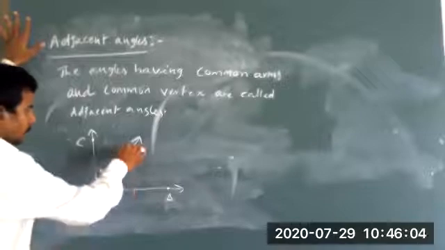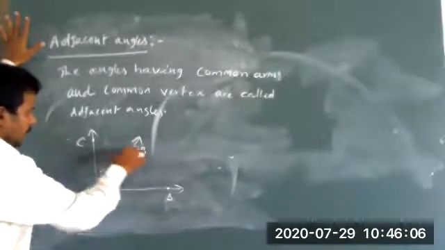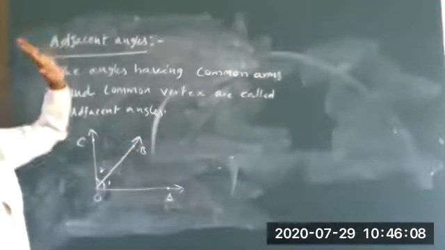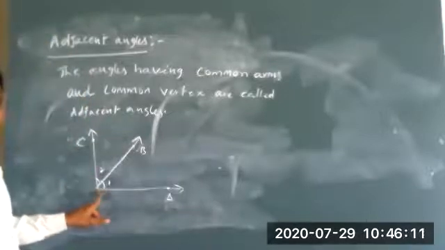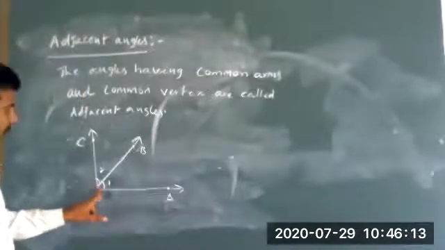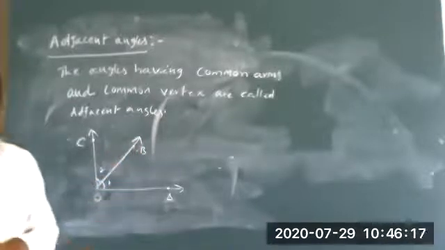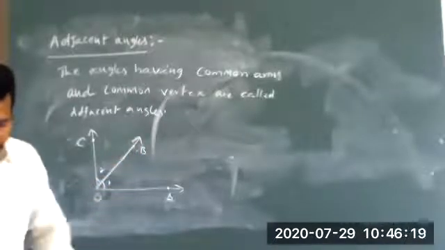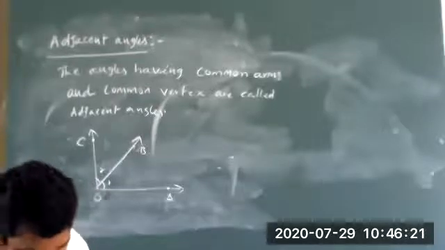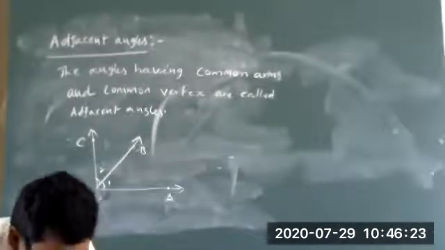Next, BOC and BOA are also adjacent angles. Common arm and common vertex. This is the common arm and common vertex. So it is called adjacent angles. Clear, children? Now, exercise 4.